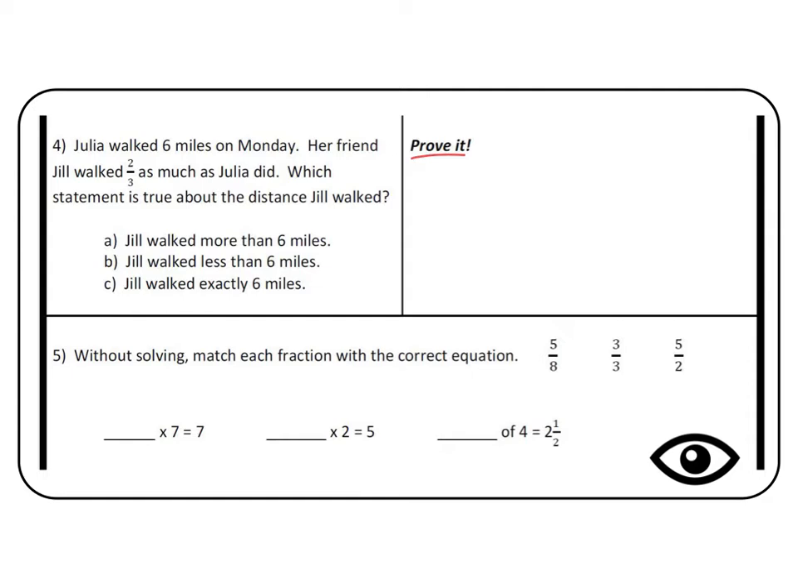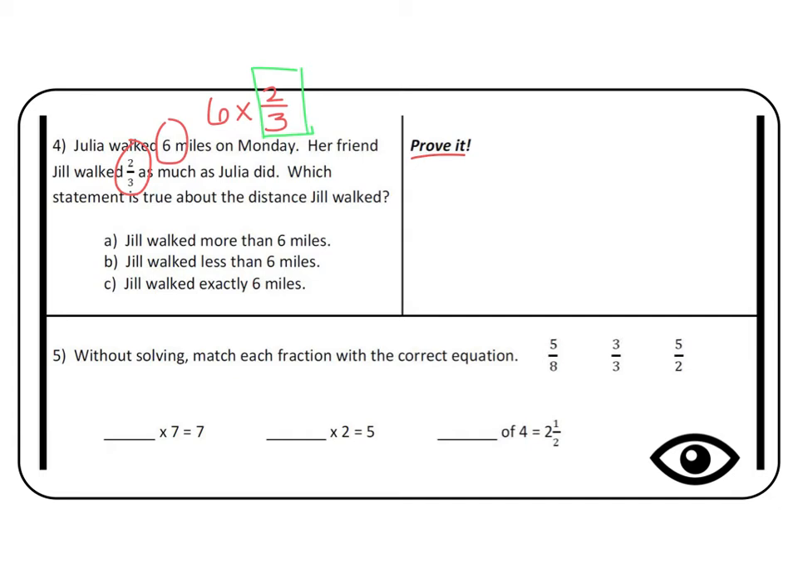It says, Julia walked 6 miles on Monday. Her friend Jill walked 2/3 as much. Which statement is true? So in here I see a 6 and a 2/3. So this problem would be 6 times 2/3. Now, we don't need to solve this in order to know that 2/3 is less than 1.